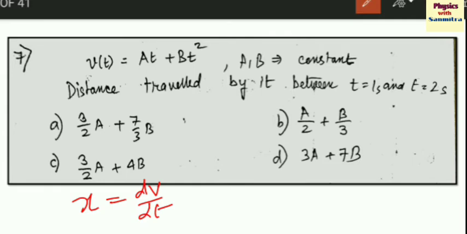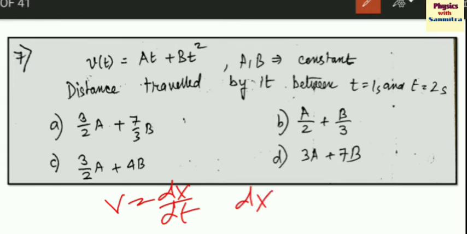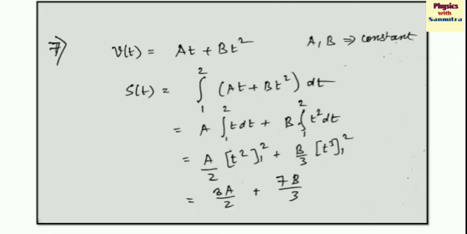So correction, v is equal to dx by dt. So dx is equal to v dt. Now we will do the integration. Now we will put the value of v, at plus bt square, and I have done it for you. At plus bt square, integration from 1 to 2. So a into t dt from 1 to 2, plus b into t square dt from 1 to 2.